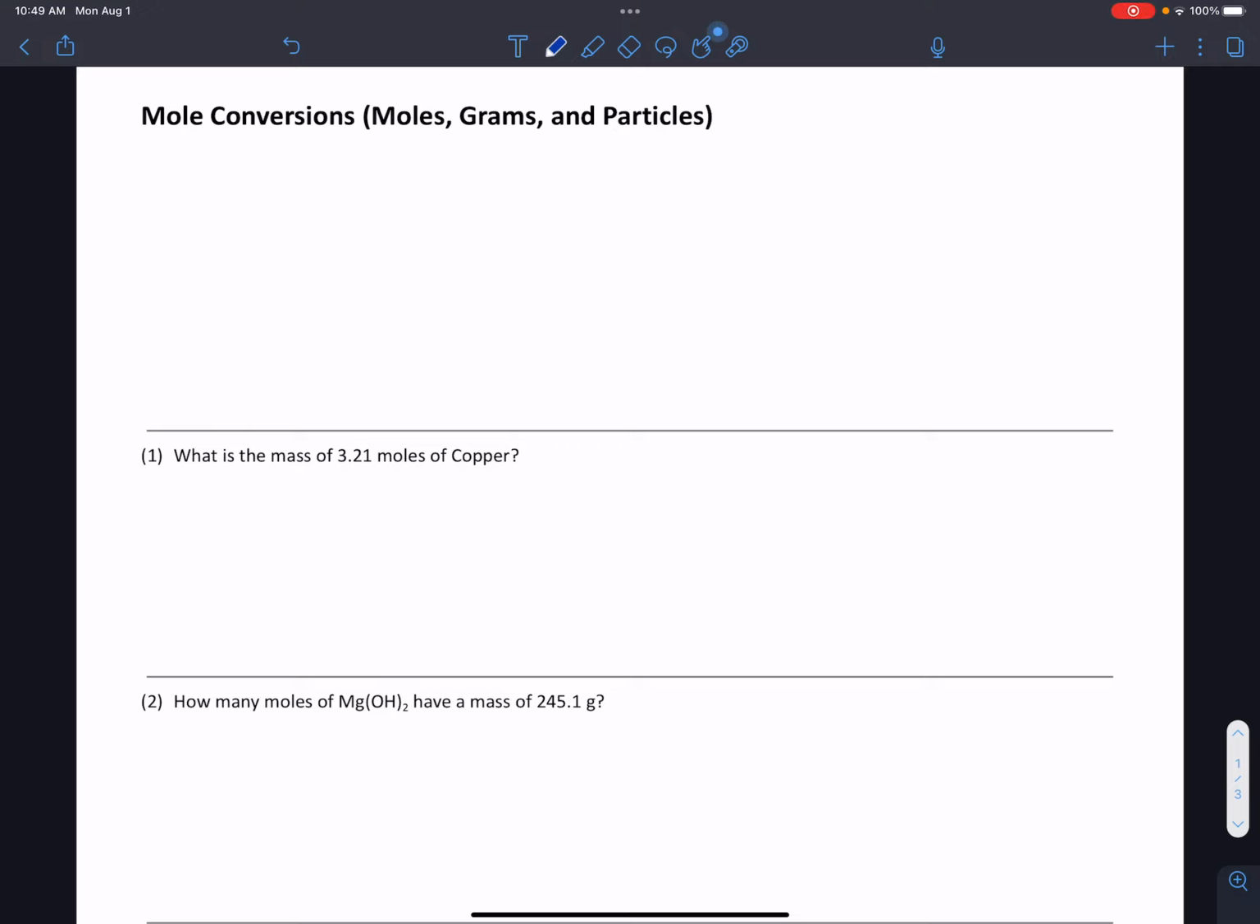This one is going to focus on mole conversions. There's going to be 4 videos in this series. This first one will be the introduction, and we'll look at the conversion between moles and grams.